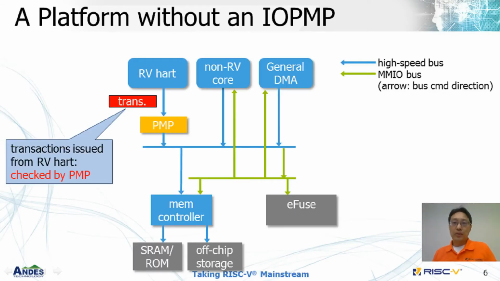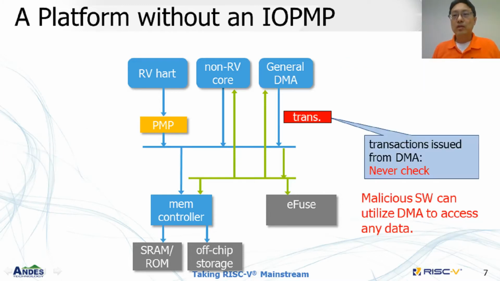Let's see an example. These slides depict a platform that doesn't have any IOPMP. Here, we have a high-speed bus in blue and MMIO buses in green. The direction of the arrow indicates the command direction of the bus. We can see that a transaction issued from the RISC-V hart can be checked by a PMP. By the way, PMP is part of the RISC-V hart in reality. The reason to use two different blocks is to distinguish the two concepts of transaction issuer and transaction checker.